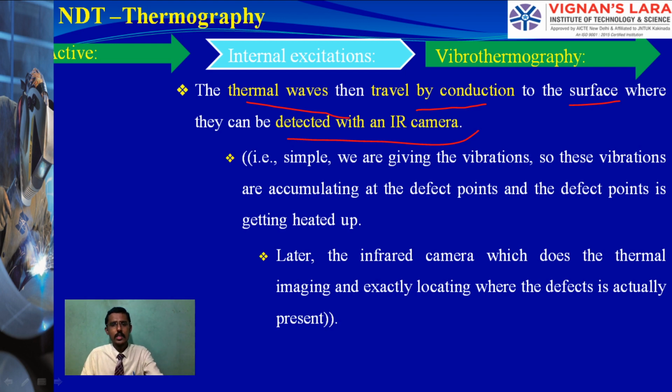So different points get heated up. Then the infrared camera, which does the thermal imaging, exactly locates where the defect is present, because the heat distribution is understood on the simulated image. Where the concentration and temperature difference are, the color image will be easily taken from the picture.